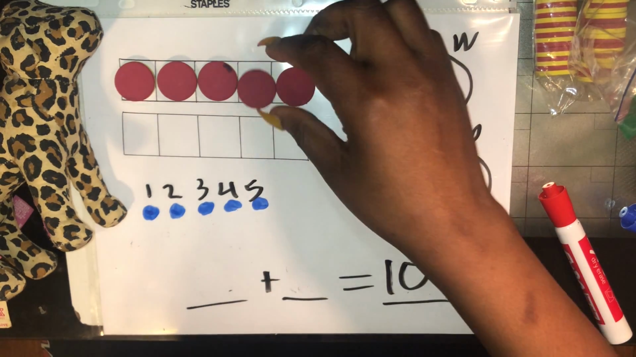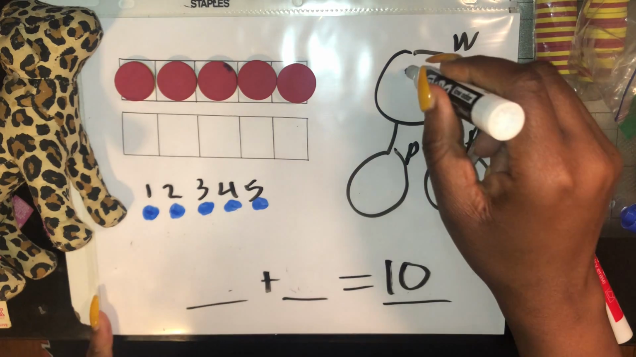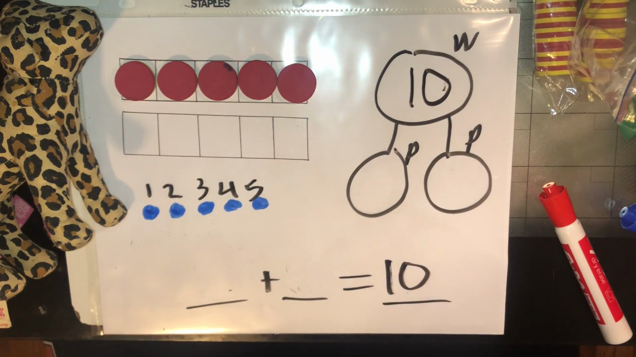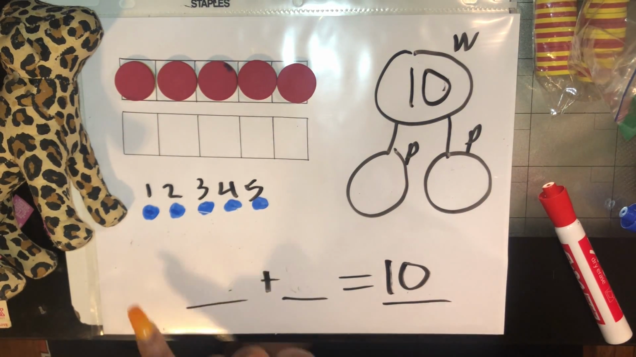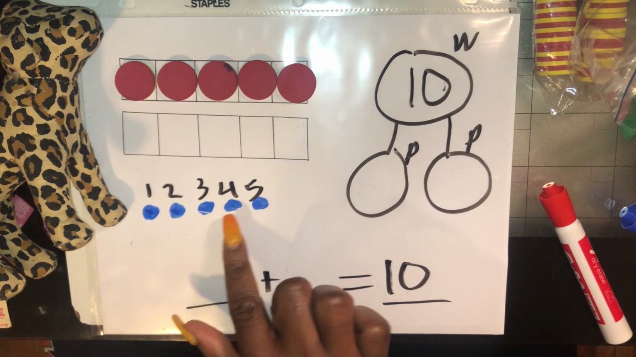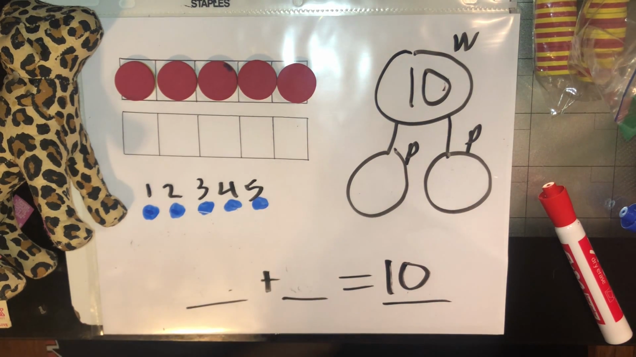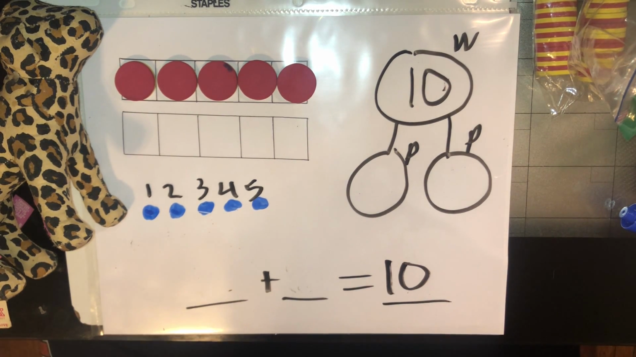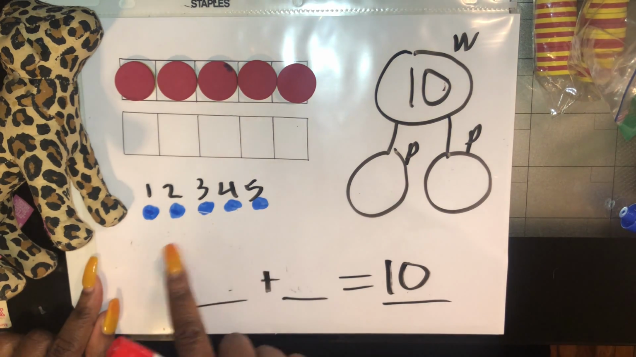And I know that my whole is 10. How many more would I need to make 10? I already have 5. 1, 2, 3, 4, 5. How many more would I need to make 10? Show me. Okay, so like you said, you could draw more and keep counting until I get to 10.